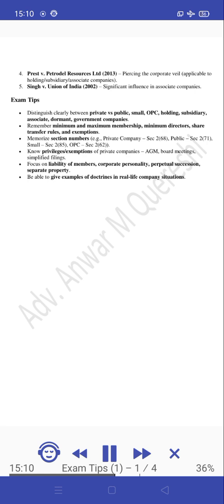Exam tips. Distinguish clearly between private versus public, small, OPC, holding, subsidiary, associate, dormant, government companies. Remember minimum and maximum membership, minimum directors, share transfer rules, and exemptions. Memorize section numbers, e.g. private company Sec 268, public Sec 271, small Sec 285, OPC Sec 262, no privileges, exemptions of private companies: AGM, board meetings, simplified filings. Focus on liability of members, corporate personality, perpetual succession, separate property. Be able to give examples of doctrines in real-life company situations.